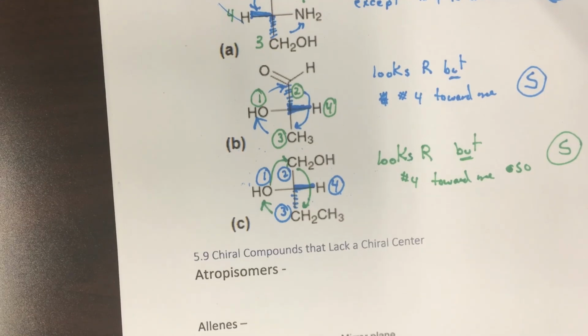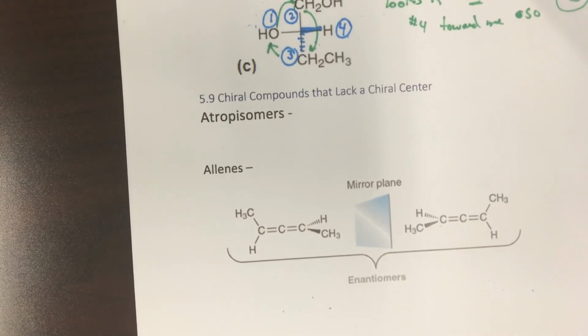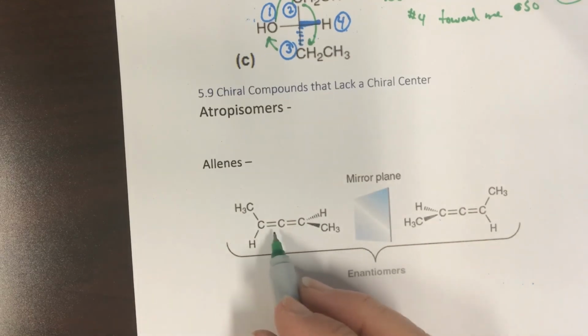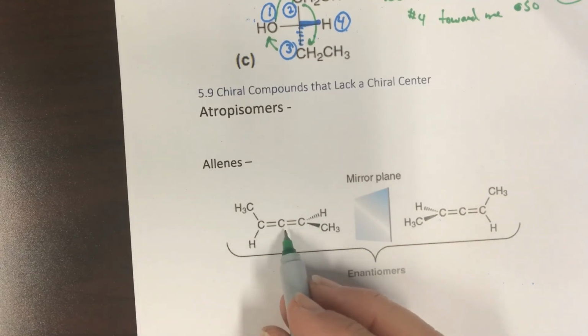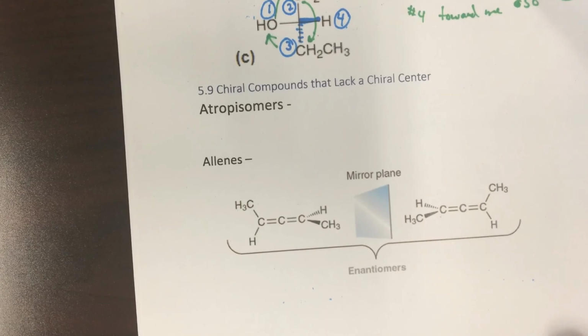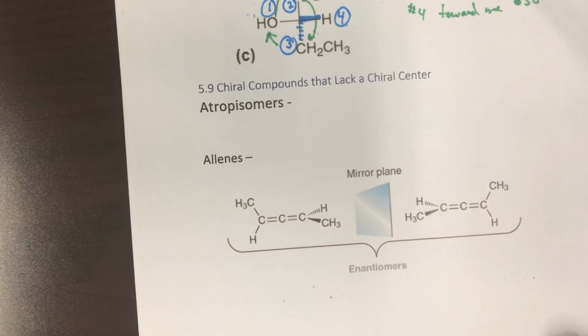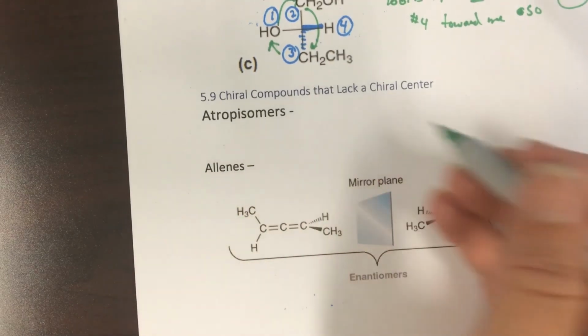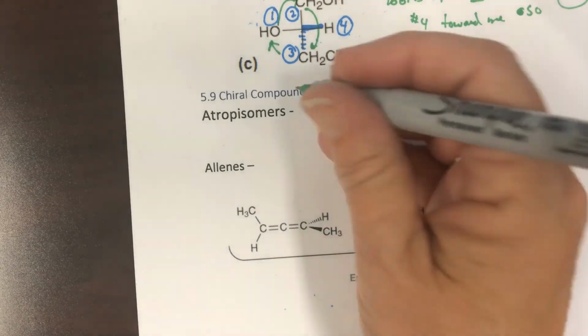The last thing I want to talk about in this video is that you can have chiral compounds that lack a chiral center. If you've got 2 double bonds next to each other, as in this conformation, these are mirror images that are non-superimposable, but we don't have any chiral centers. So these are atropisomers, and they result from hindered rotation of a single bond.